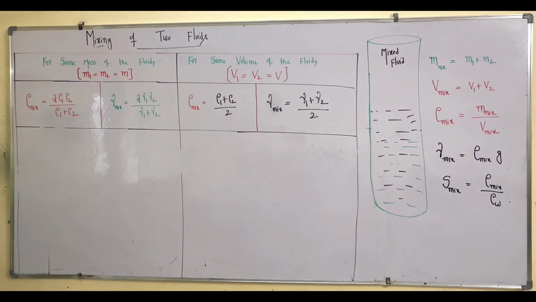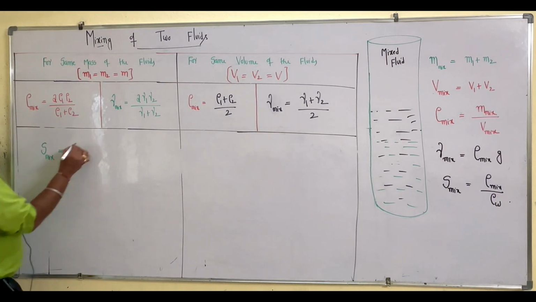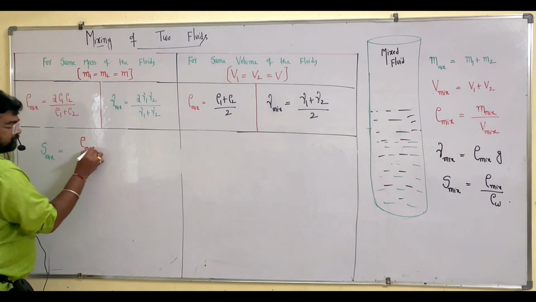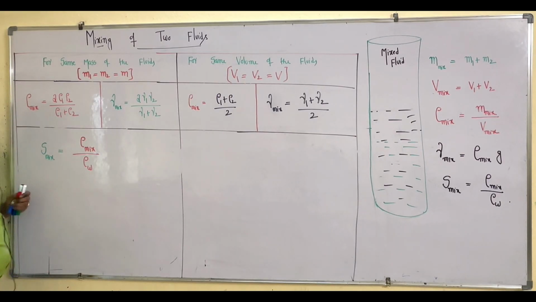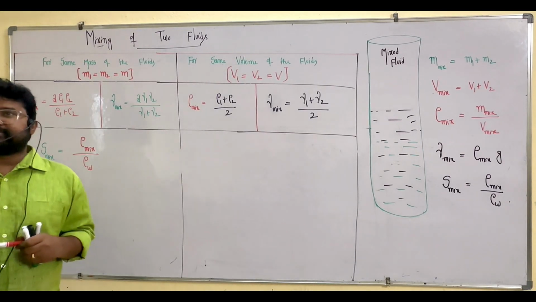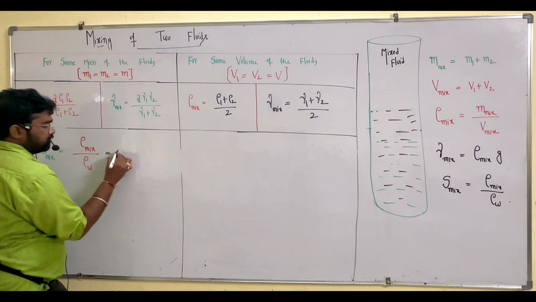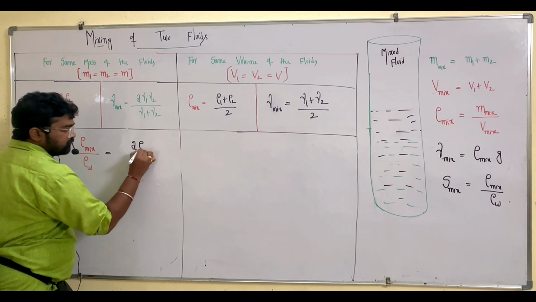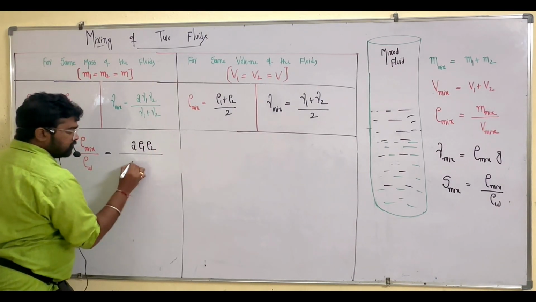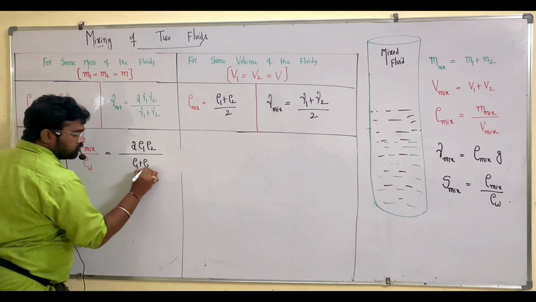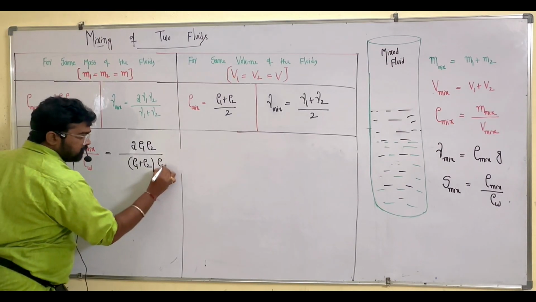So ఇప్పుడు మనం S mixture డిస్కస్ చేయాలి. What is the specific gravity of the mixed fluid? So S mixture ఏమవుతుంది చెప్పు? Rho mixture by density of the standard fluid, that is water. Then that equal to how much you are getting? 2 times of rho 1 rho 2 by rho 1 plus rho 2 into how much? Density of the water.